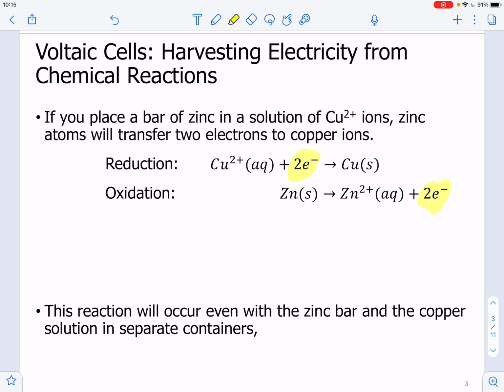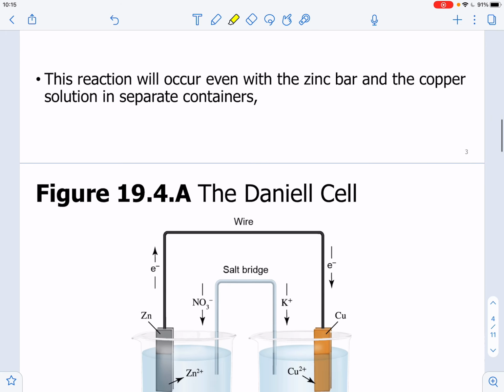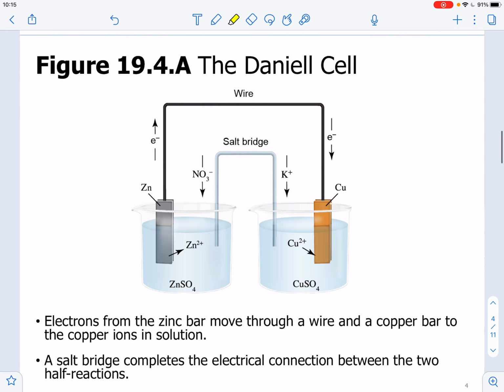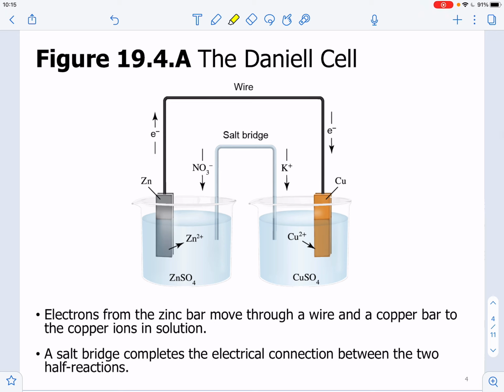Okay, so that's what we have to guarantee, that you maintain a flow of electrons so that the reduction and the oxidation reaction can happen. So, and we use a Daniell cell for that purpose, right? So we have the same reaction. We have copper and zinc, right? So we have zinc here, okay?